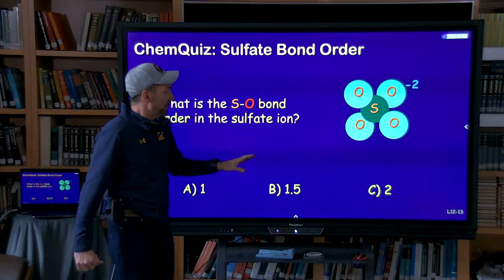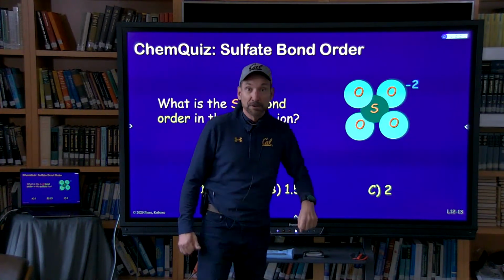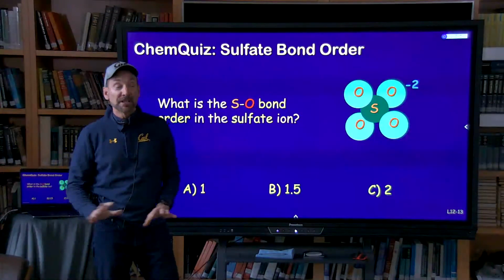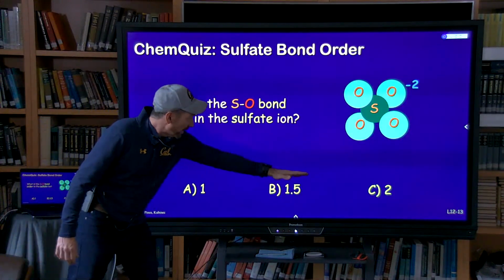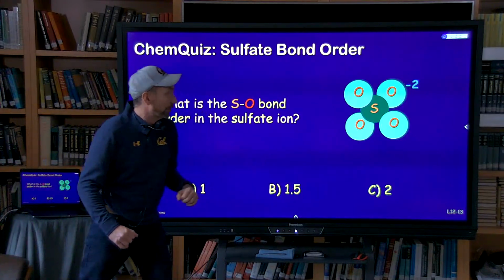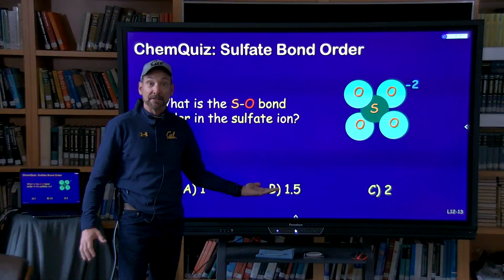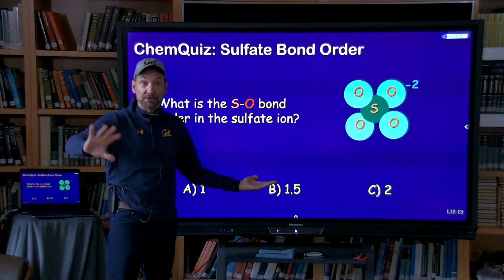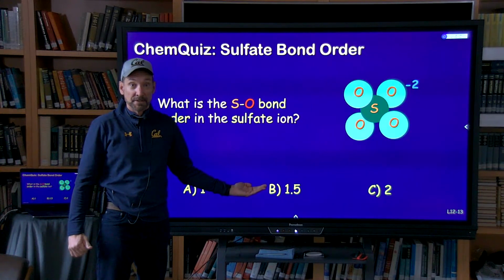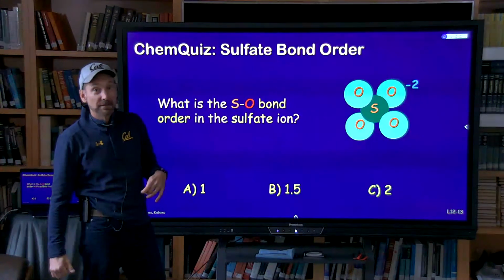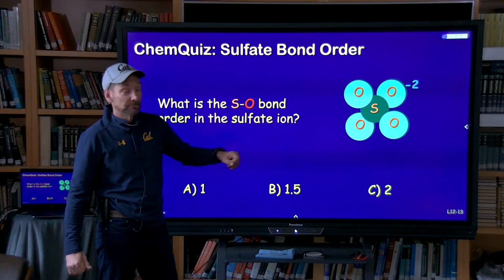So take a few minutes here. Let's go into our groups, sketch out the Lewis structure. What we're looking for is the bond order. Is it 1, 1.5, or 2? And you'll see right away that you're going to have a choice of Lewis structures, and they will have different bond orders for the SO bond. Which is the best? Settle on that.